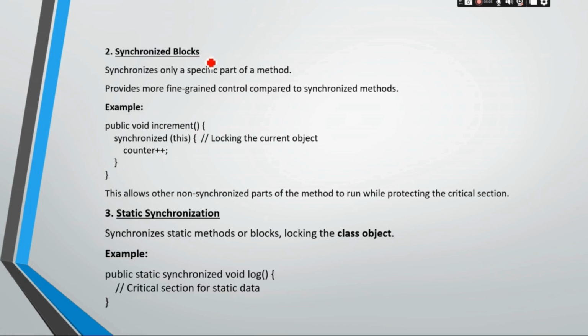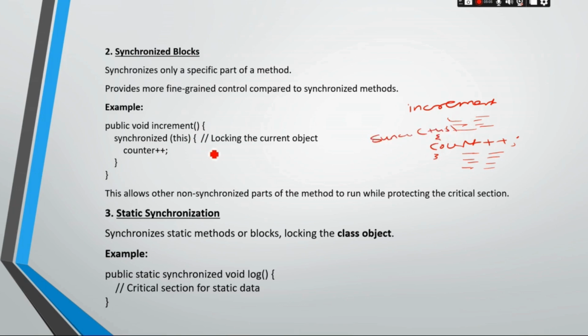Another way is the synchronized block. What is a synchronized block? For example, inside a method, suppose there is an increment method, but only the counter increment logic needs to be executed by one thread, while other logic can be executed by other threads. We do not want other threads to wait unnecessarily, as it will reduce our performance. So we take only this part in the synchronized block.